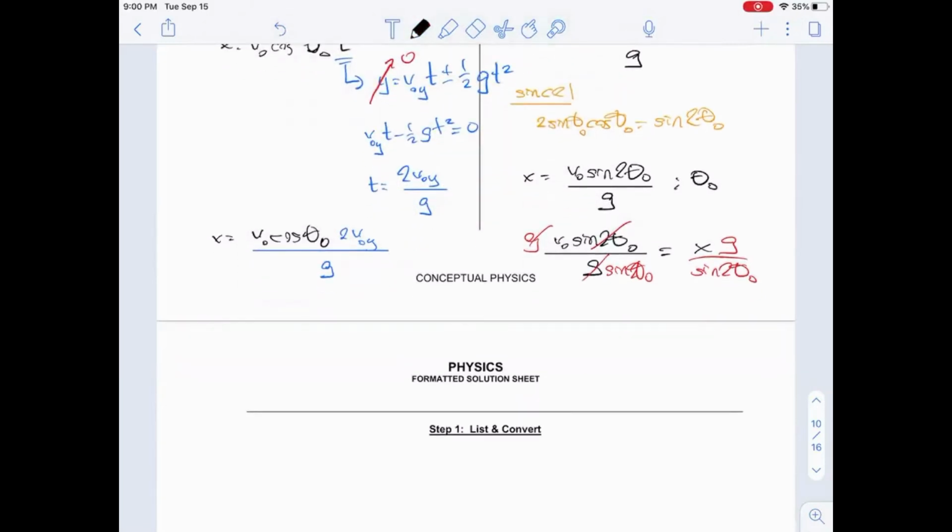All right, so the final answer is going to look like this. It's going to be x times G divided by 2 times the sine of the angle. The sine of the, twice the sine of the angle.